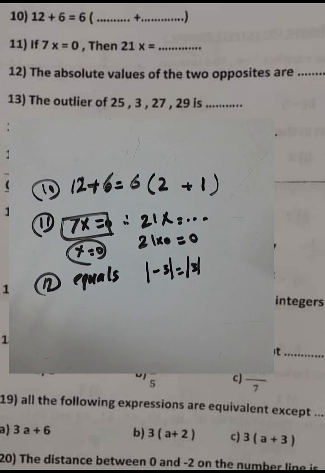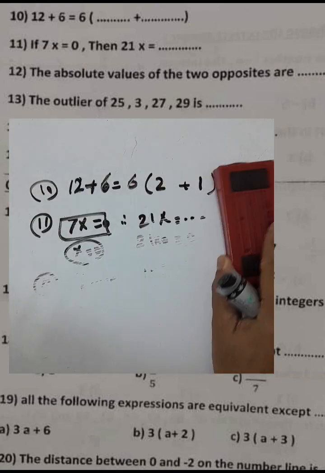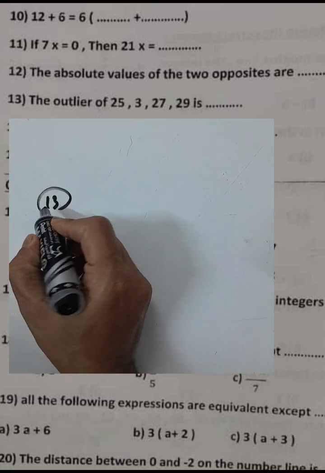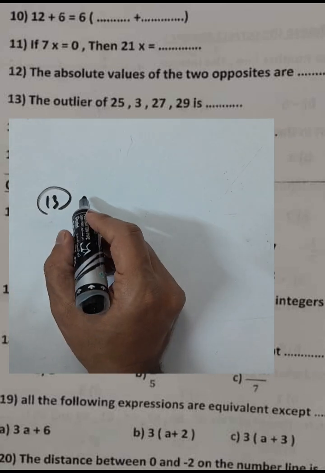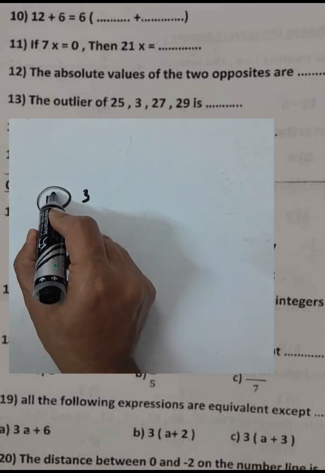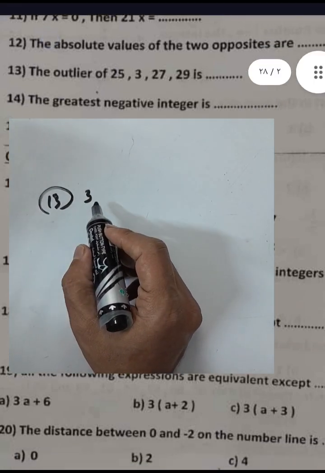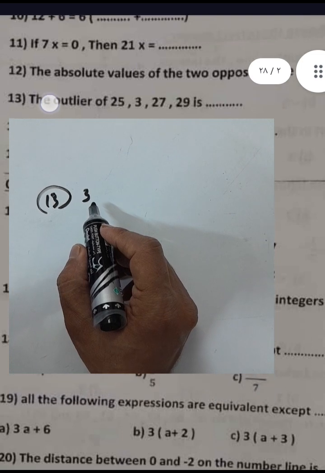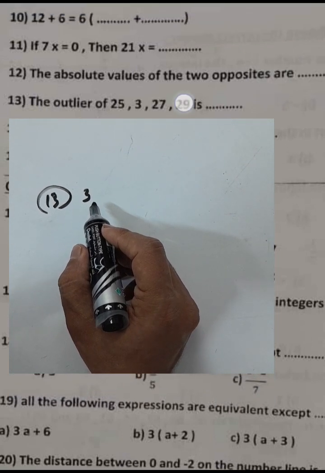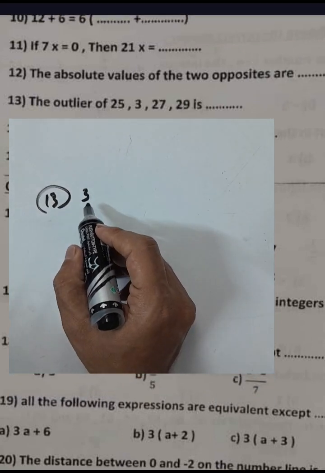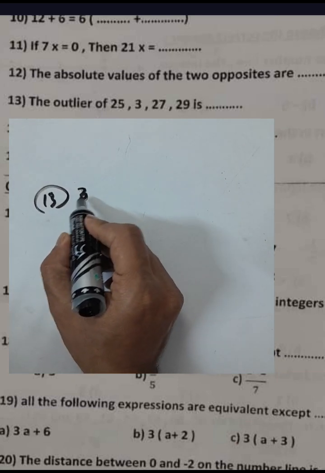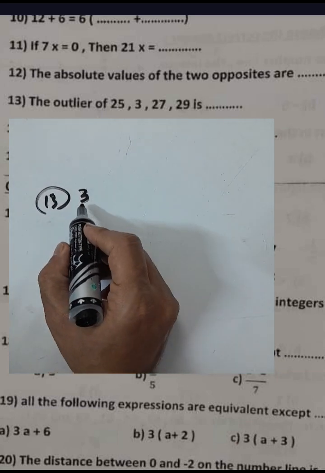Next question, number 13. The outlier of the values here will be what? It will be 3. 3 is the outlier. Understood? Outlier? We have 25, 27, 29. They are nearest to each other. But for 3, we have a long distance between 3 and all the values. Then 3, we call this the outlier.